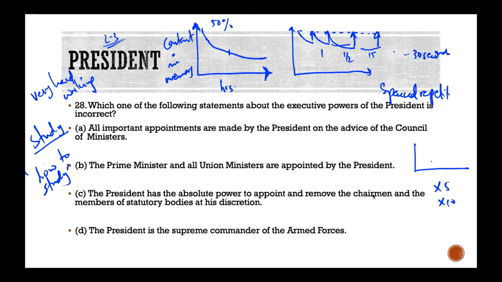So let's take a look at this. Which one of the following propositions is a correct description of the powers of the President of India under Article 368 of the Constitution?